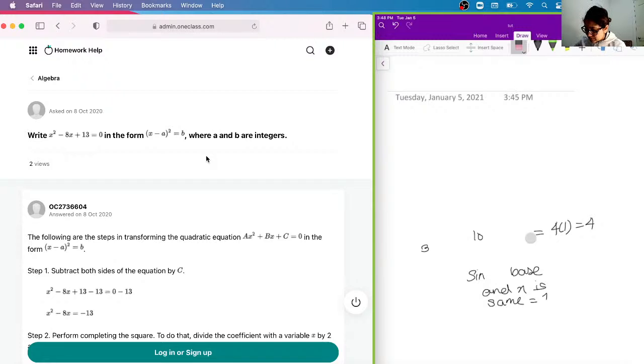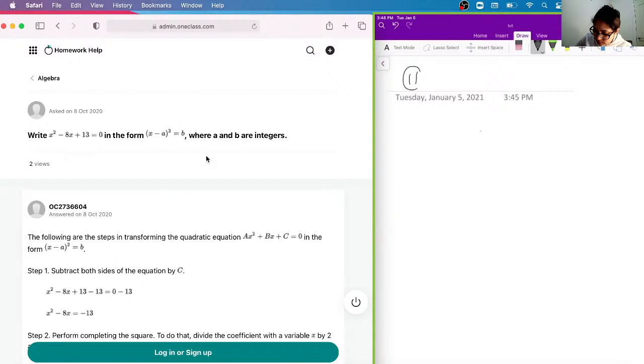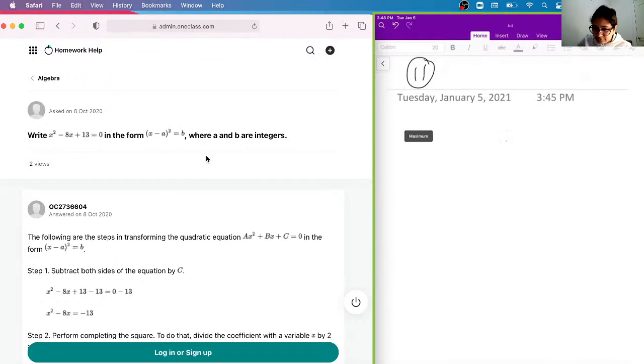Okay, so our next question says, write x squared minus 8x plus 13 is equal to 0 in the form of x minus a squared is equal to b, where a and b are integers.